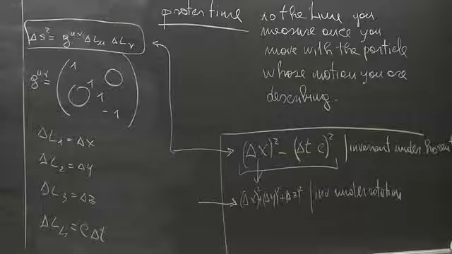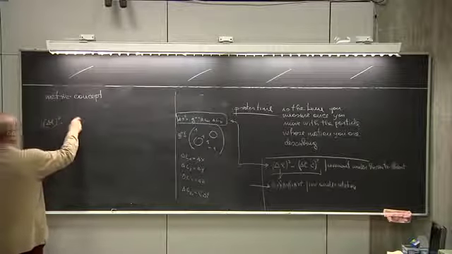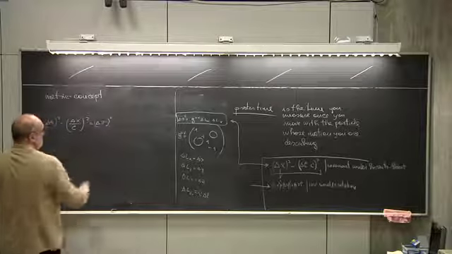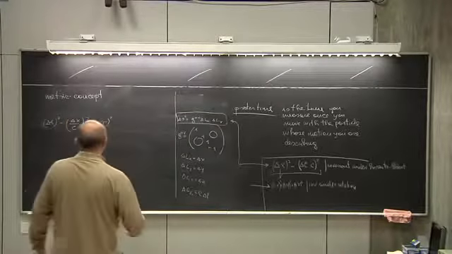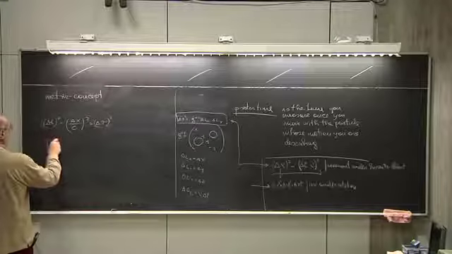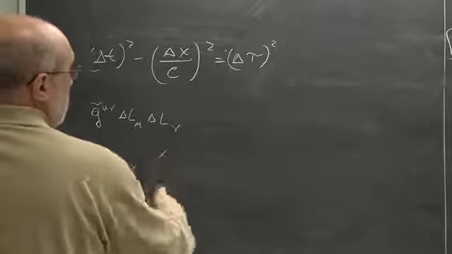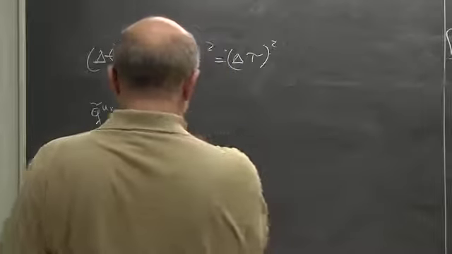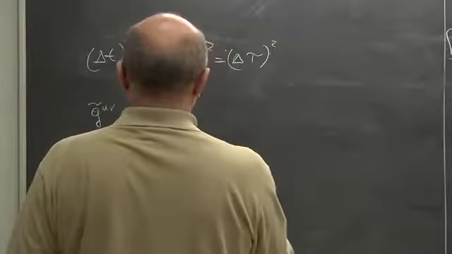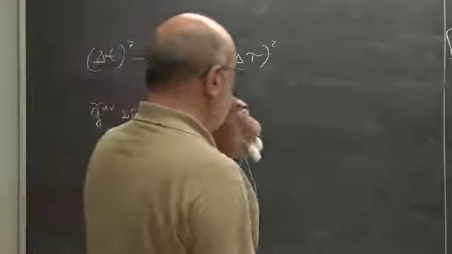So you see, if you write c squared delta T square minus delta X square, then this is the interval of proper time. And then this one you can write as G tilde mu nu delta L^mu delta L^nu. But now G tilde mu nu is a metric that in this case is 1, minus 1, minus 1, minus 1. Okay? So there are different metrics producing either of these.